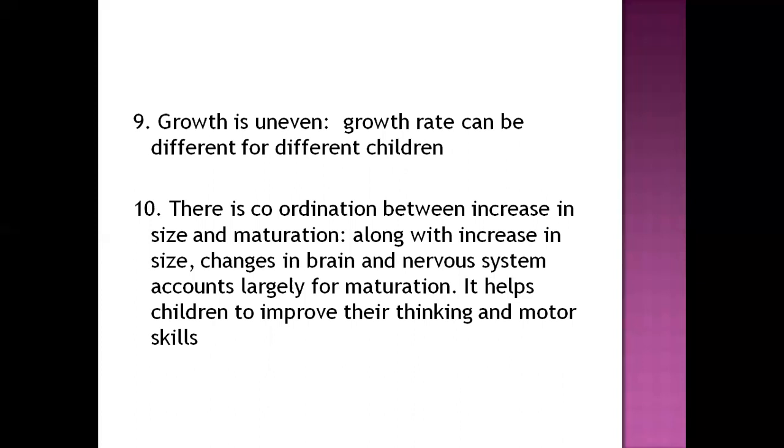There is coordination between increase in size and maturation. That means along with increase in size, changes in brain and nervous system also are responsible for maturation. It helps the children to improve their thinking skills and motor skills. That means in order to run the whole body, body and mind need to be coordinated. Both the body and mind need to contribute.